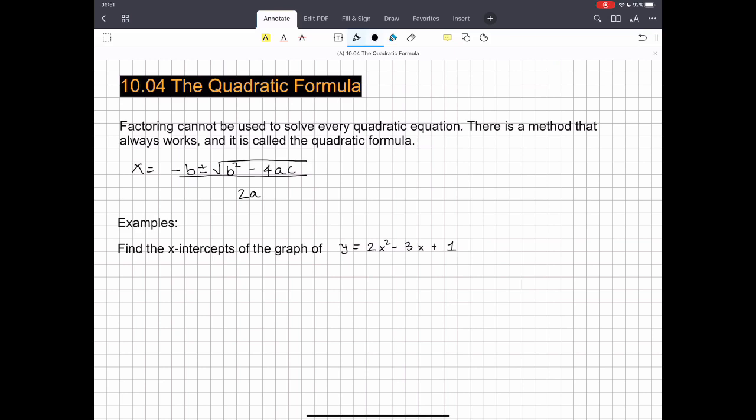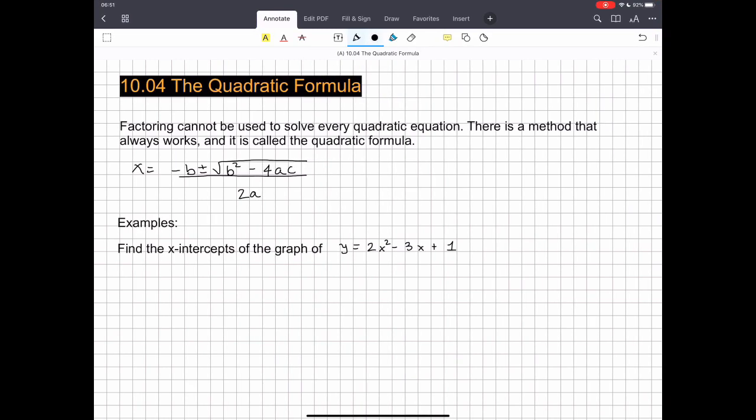But we're going to go ahead and use it, and we'll see how we can use it to get to the x-intercepts. So the quadratic formula is x equals the opposite of b plus or minus the square root of b squared minus 4ac, and all of that is divided by 2a. So let's look at how we can use it with the example of y equals 2x squared minus 3x plus 1.